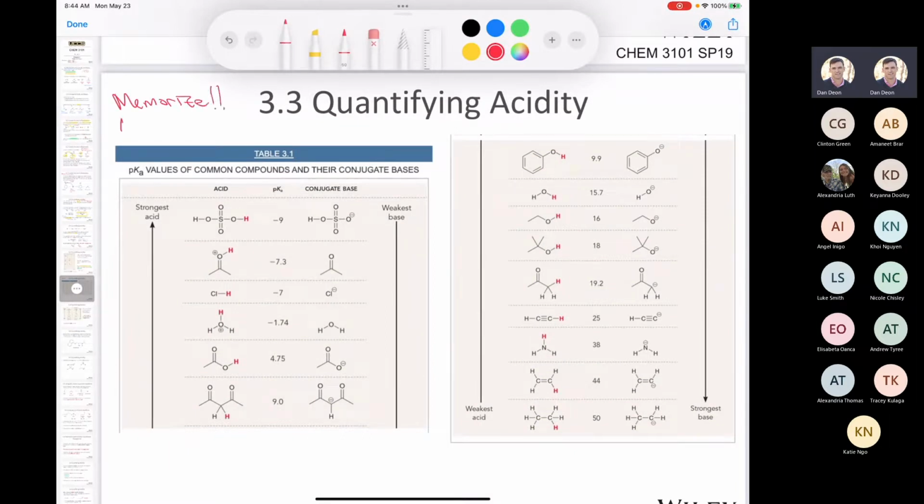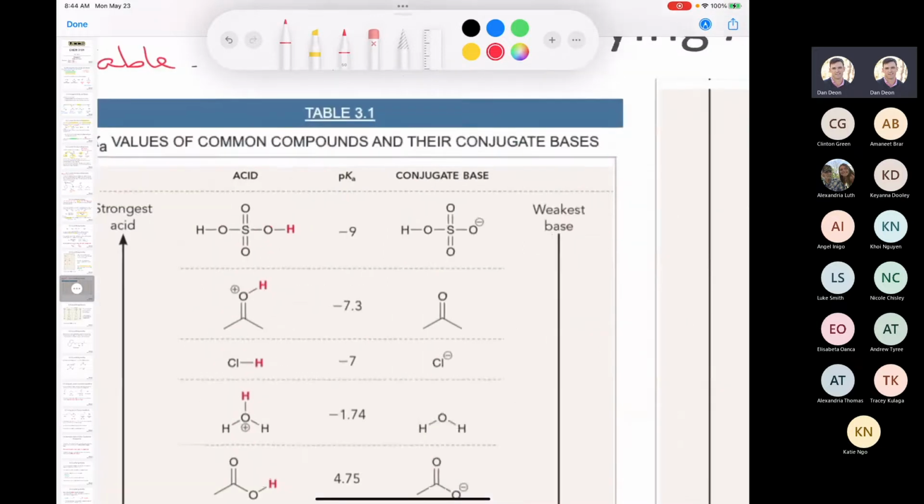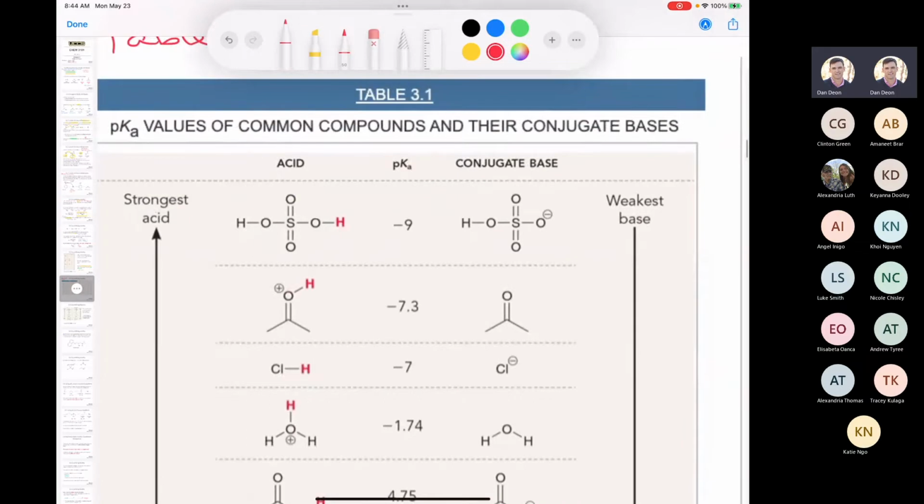Memorize all pKa's. We'll just put here, memorize table. That'll make it a lot simpler. Memorize table. You need to know all of the pKa's on here. They have to be at your fingertips. So let's review. We're kind of starting off where we were on the last slide.